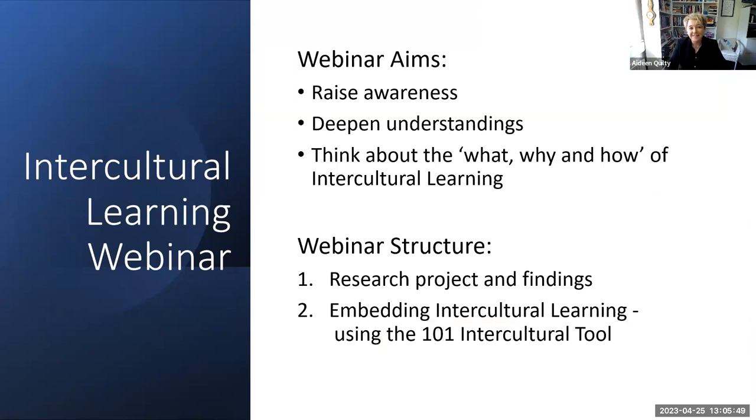we've divided this up, and hopefully it won't be too fractured, but we've got sections that we're going to do. But really what we want to achieve in the next 30 or so minutes is to raise some further awareness around intercultural education, intercultural learning, and deepen some understandings by thinking through the what, the why, and the how of intercultural learning. So we're going to take a look at the research project and findings first, and then we're going to take a particular look at the 101 intercultural tool that we developed as one of the key outputs from this project.